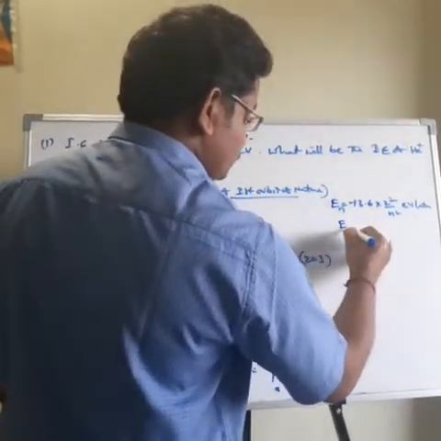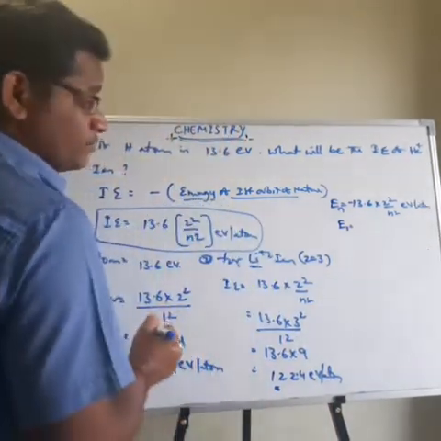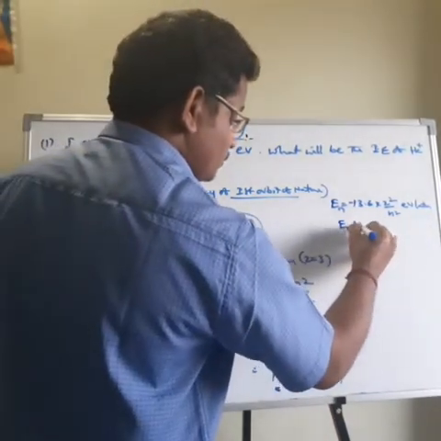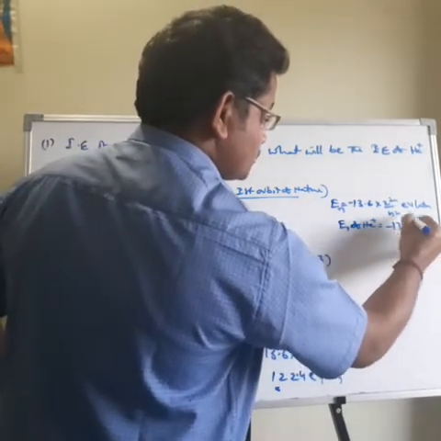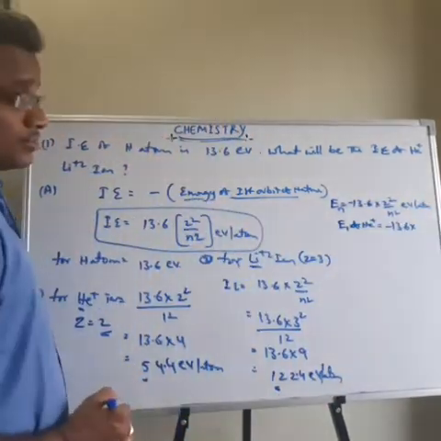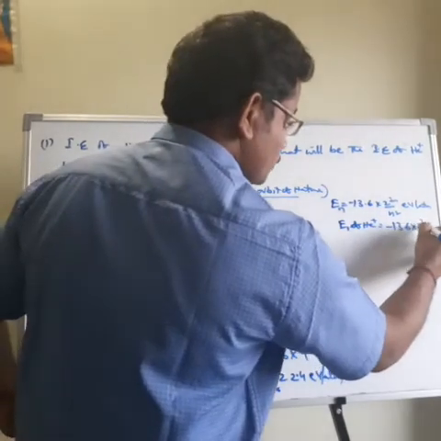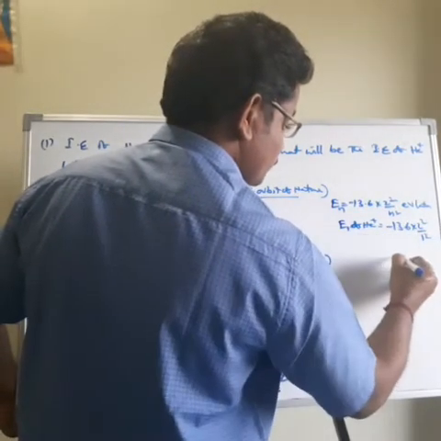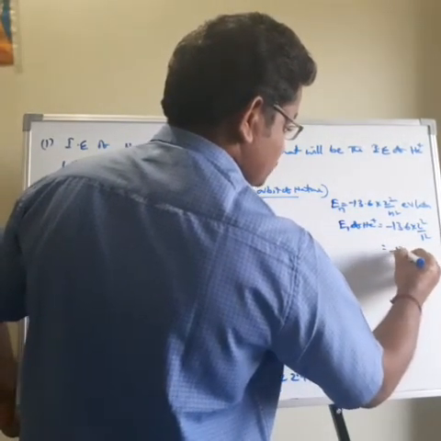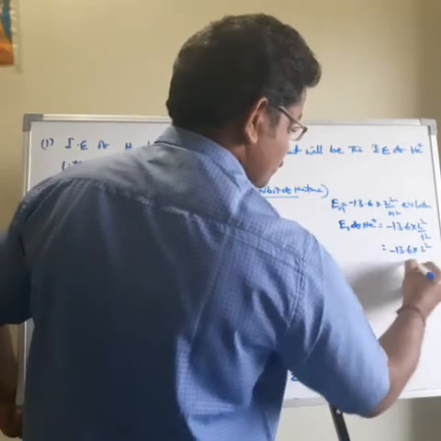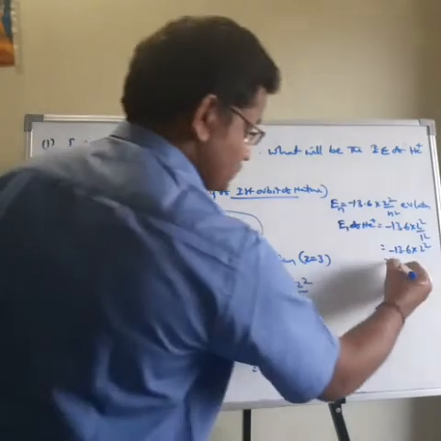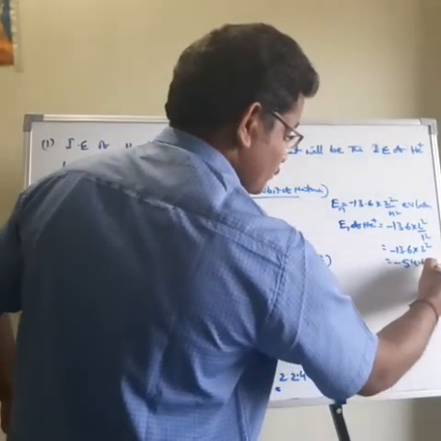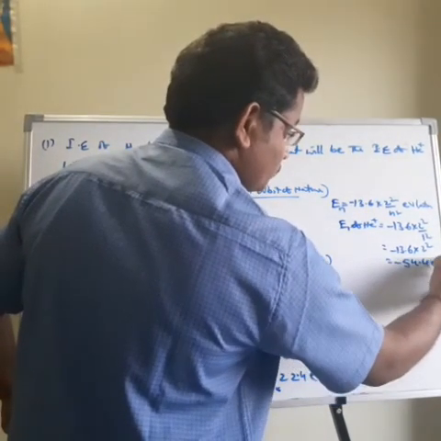So for helium, the first orbit of the helium plus ion: E1 equals minus 13.6 into Z square by n square. The atomic number of helium is 2, so Z square is 2 square, divided by first orbit 1 square. Minus 13.6 into 2 square, which means 4, gives minus 54.4 electron volt per atom.